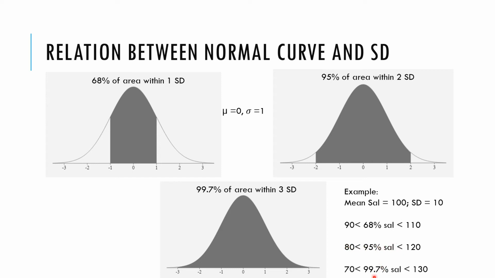And then 99.7% of the salary would fall within 3 SD, that means 3 standard deviations. So 3 into 10 is 30. 100 minus 30 is 70, and 100 plus 30 is 130. So 99.7% of the salaries will be present within these two. The probability of finding them is 99.7% within 70 and 130. That's what it means.